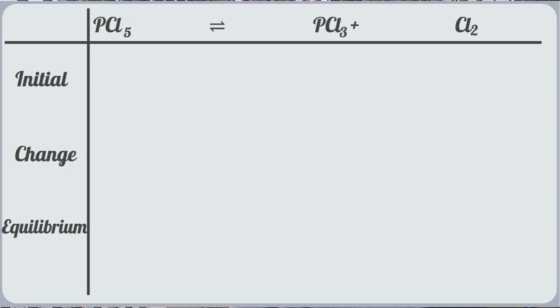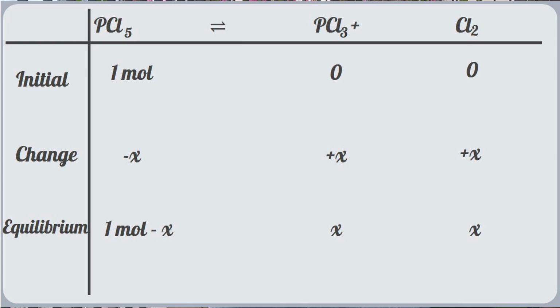Now the initial concentrations will be 1 mole for phosphorus pentachloride and 0 for the products, as initially we won't have any products. Now the change for the reactants will be minus X as it's being depleted, and plus X for the products. Now the equilibrium will be 1 mole minus X for phosphorus pentachloride and X for phosphorus trichloride and chlorine gas, because 0 plus X is equal to X.